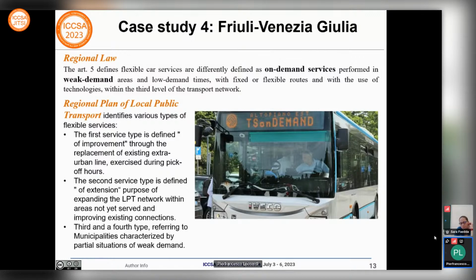The first type of service is defined as improvement. This type of service is to improve the quality of the service. The second type of service is defined as an extension. It is provided in areas not yet served, improving existing connections. The third and the fourth types refer to municipalities characterized by partial situations of low demand, by replacing existing services or providing new services.